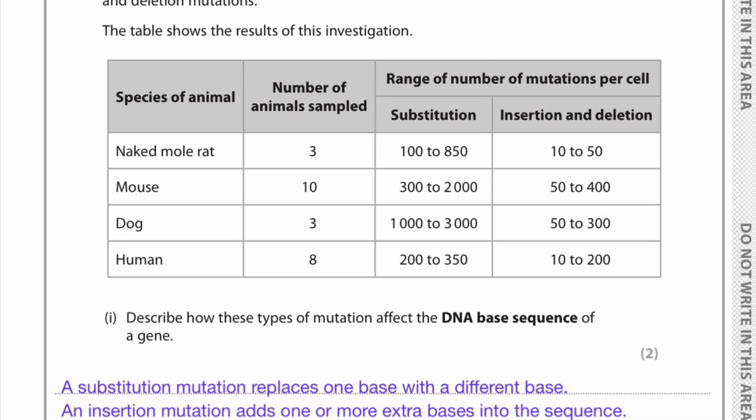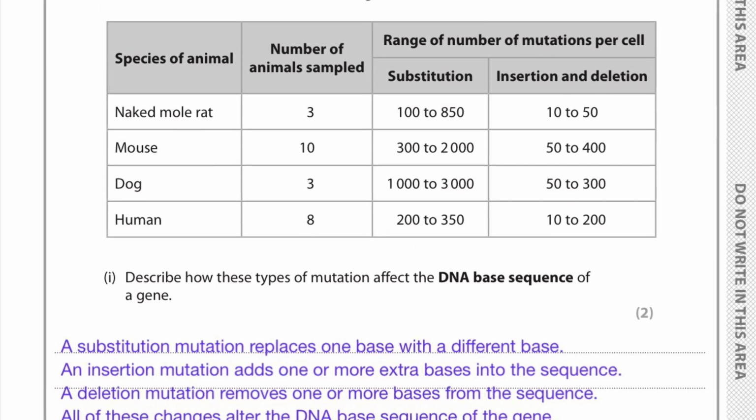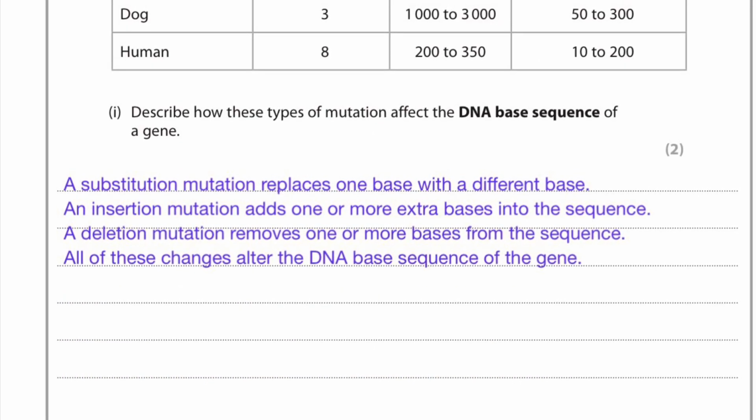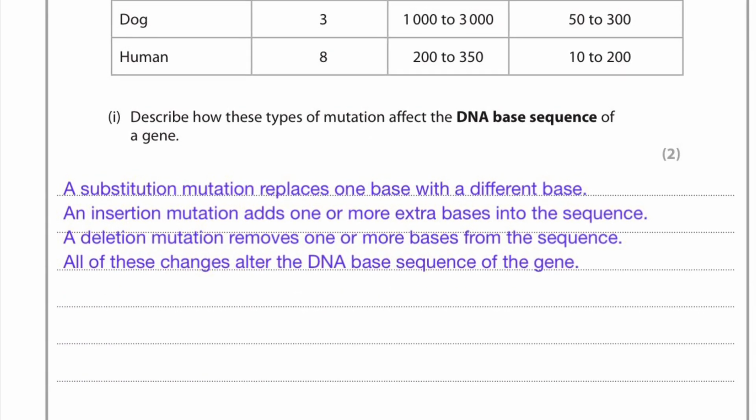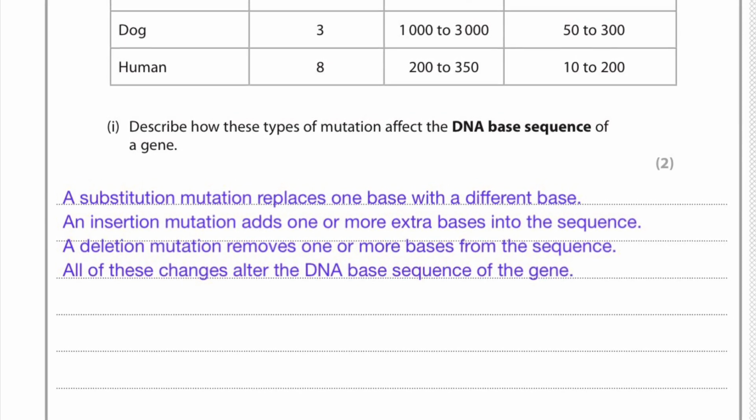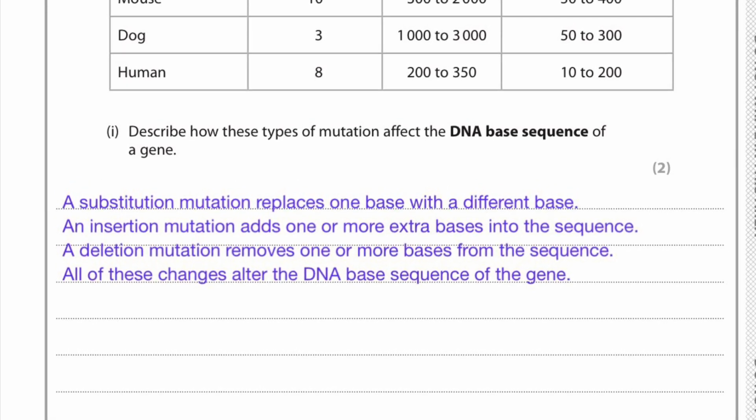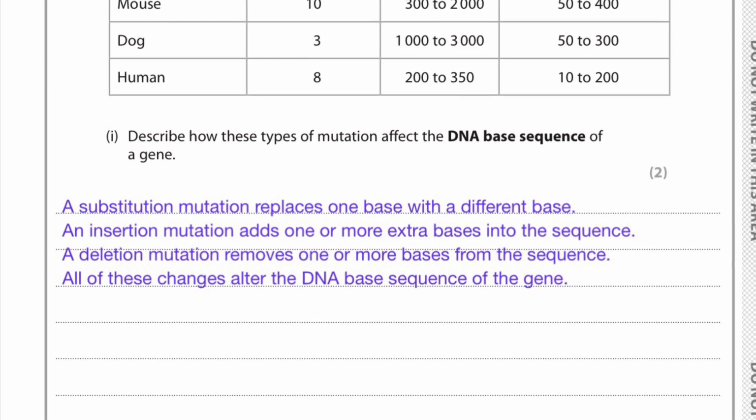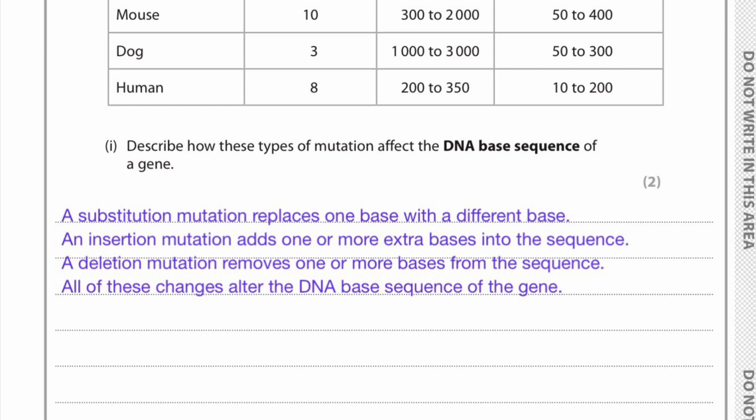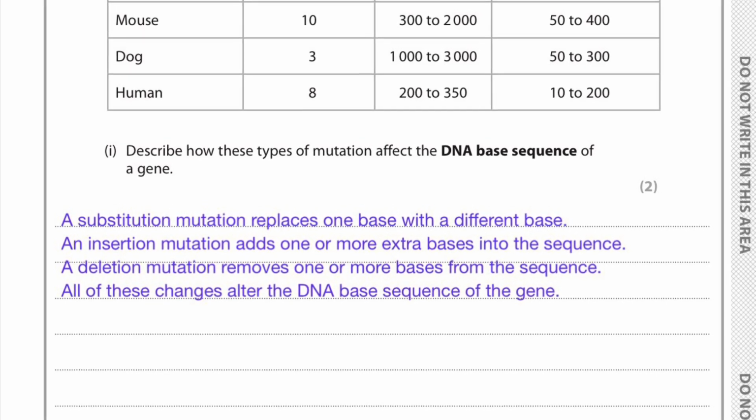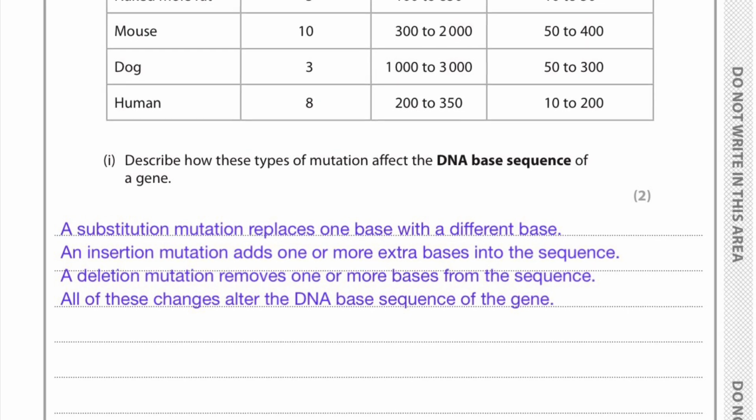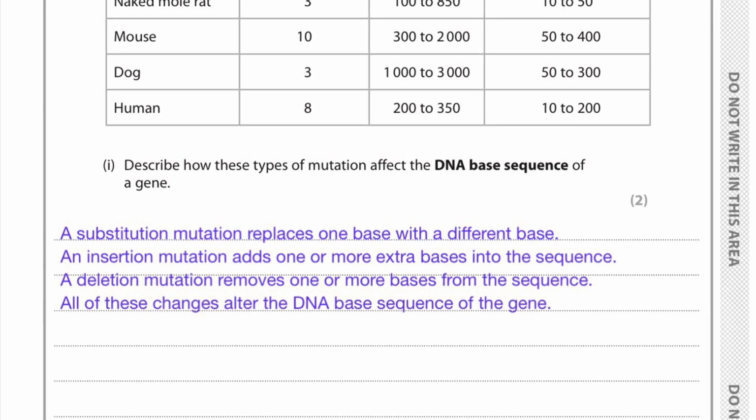Next, they say, describe how these types of mutation affect the DNA-based sequence of a gene. This part is asking how substitution, insertion, and deletion mutations change the sequence of bases in DNA. So I said, a substitution mutation replaces one base with a different base. An insertion mutation adds one or more extra bases into the sequence. A deletion mutation removes one or more bases from the sequence. All of these changes alter the DNA-based sequence of the gene.